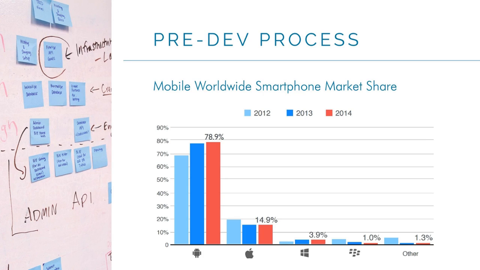But overall, the worldwide trends right now, even though these numbers are from 2014, they're still pretty much the same. Android has most of the market share in the number of phones, followed by Apple, Windows, and apparently some BlackBerry. People are still using BlackBerry somewhere in this world.